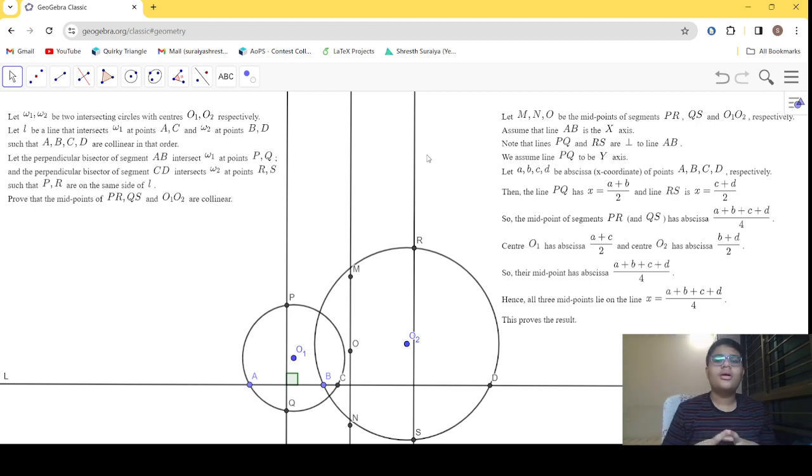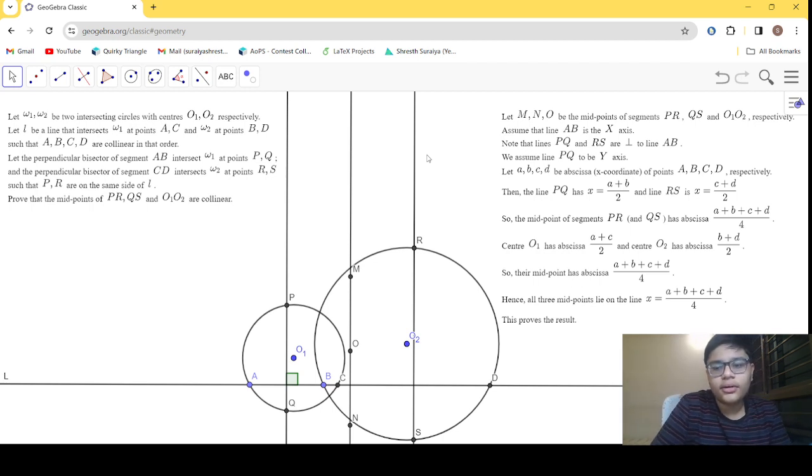Today we'll be discussing the RMO 2023 problem 4. So this is a geometry problem and although it's very difficult when you see it, it's actually not a very difficult problem. Let's see the problem. I have the diagram here.